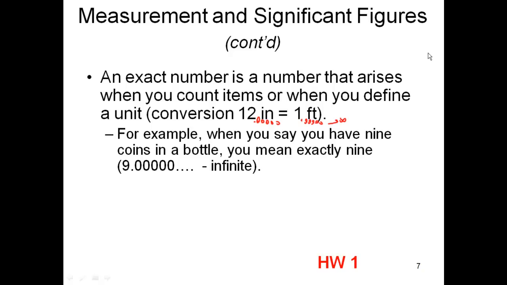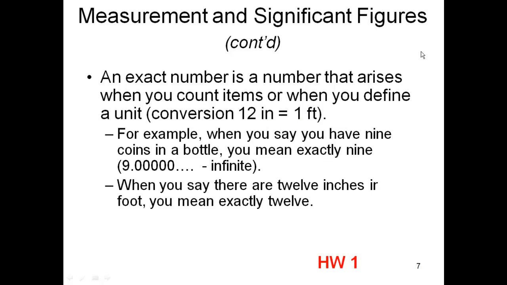If I have 9, I have exactly 9.0000 to infinity. It's just not 9, it's 9 with lots of zeros behind it. Therefore, when I'm dealing with counting or I'm using conversion factors, those are exact numbers, and we do not use those when we talk about significant figures.